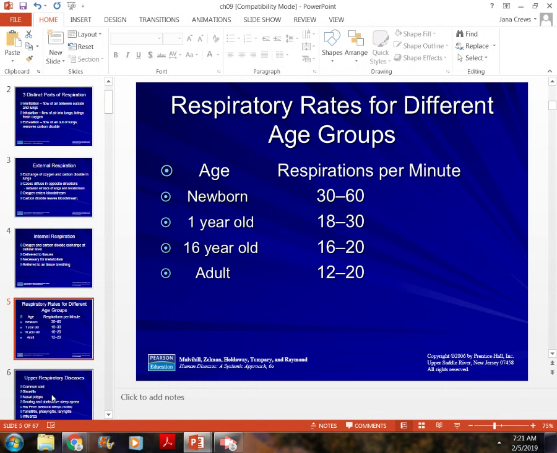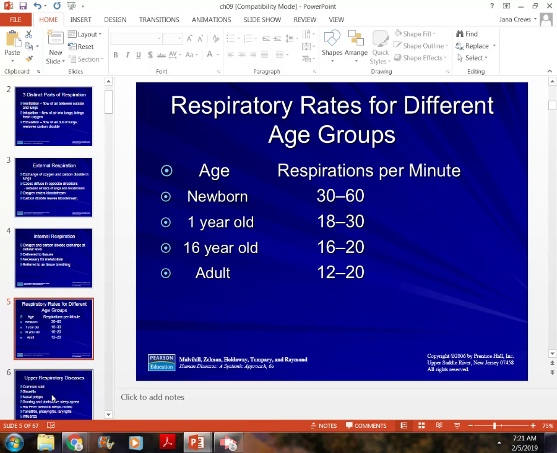Now, this is a slide that's important because you guys are going to be doing vital signs soon. So you need to know what the normal respiratory rate is. I would be sure that I remember this slide. I would take notes. On my notes, I would definitely write this down.